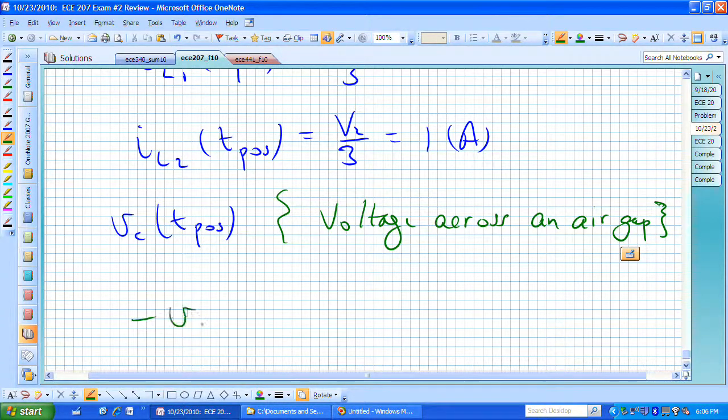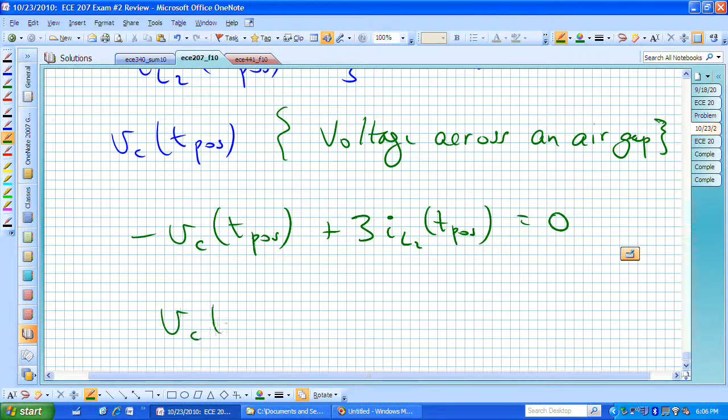So we now have minus V sub C for positive values of time plus 3 times I sub L sub 2 for t positive. That's equal to 0, or V sub C of t positive is simply 3 times an I sub L sub 2 was 1, and consequently V sub C of t positive is 3 volts.